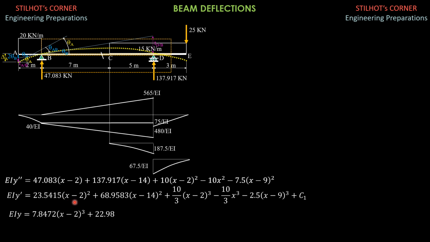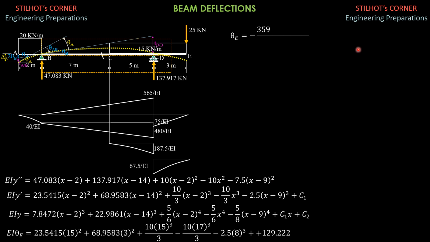So EI theta E is equal to 23.5415 15 square plus 68.9583 3 square plus 10 thirds 15 cube minus 10 thirds 17 cube minus 2.58 cube plus 129.222. So theta E is equal to negative 0.1031 degrees also, because its value is negative 359.982 over EI, then times 180 degrees over pi.